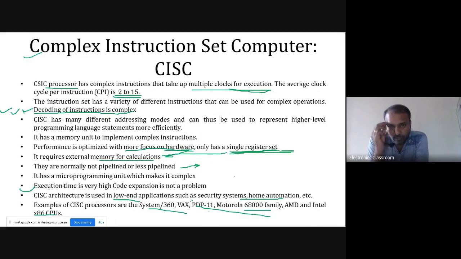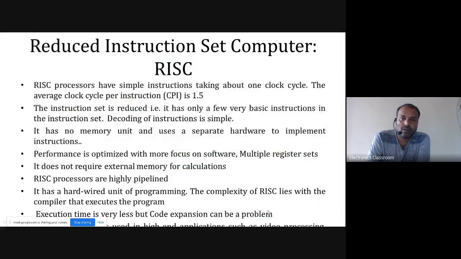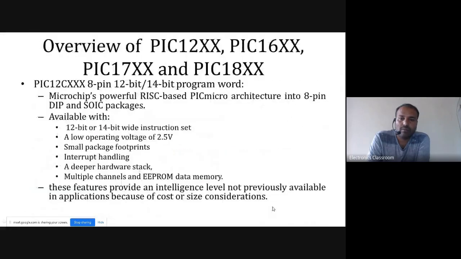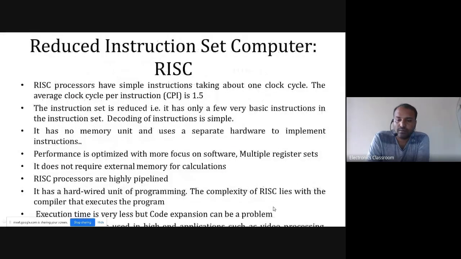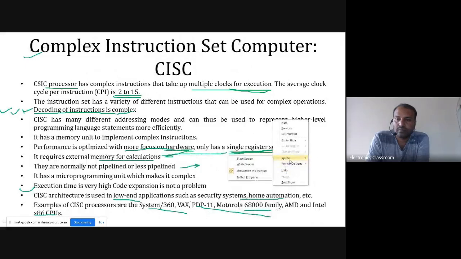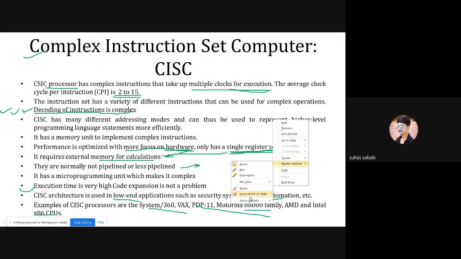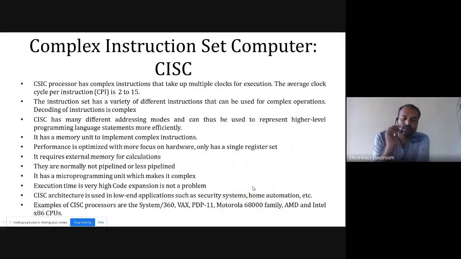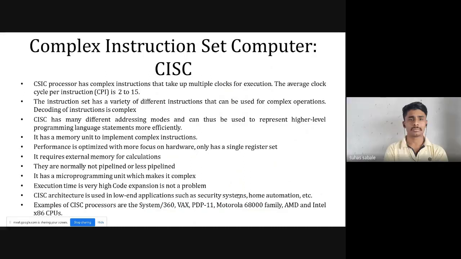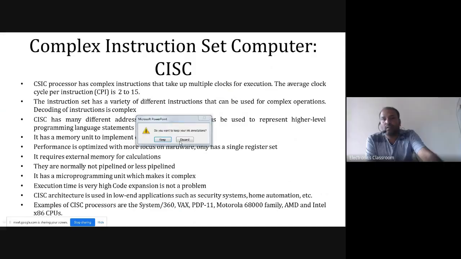Is there any problem about CISC? Then you can discuss here or later on. If you have a problem, then we can discuss. Hello. Is there any doubt? No, sir. Okay.